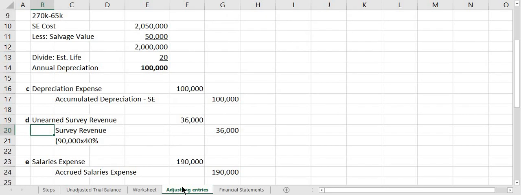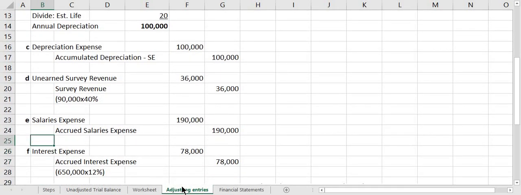Now, adjustment or adjusting entry letter E. Debit salaries expense, credit accrued salaries expense. So, ang nangyari dito, nag-accrue ka ng salaries. Okay. So, this is for the salary as an expense that has already been incurred but not yet paid. Okay. Debit salaries expense, credit accrued salaries expense for 190,000.